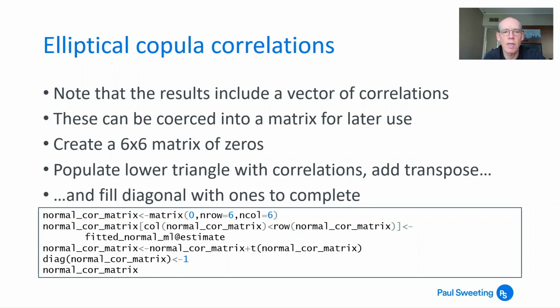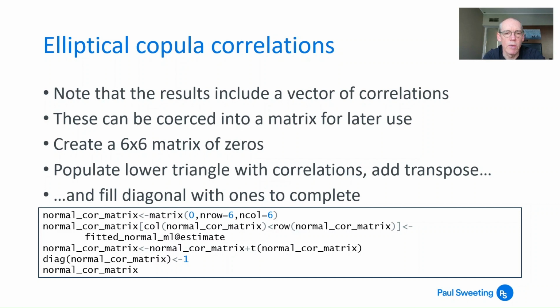So the way that I do that is I create a name for my matrix, for my normal correlation matrix, which is normal core matrix, and I say that is a matrix which contains just zeros, so that's what the 0 is there for, with 6 rows, so n row equals 6, and 6 columns, n col equals 6. And what that will give me is a 6 by 6 matrix which just has zeros everywhere. Then I put into that all of the data using this information.